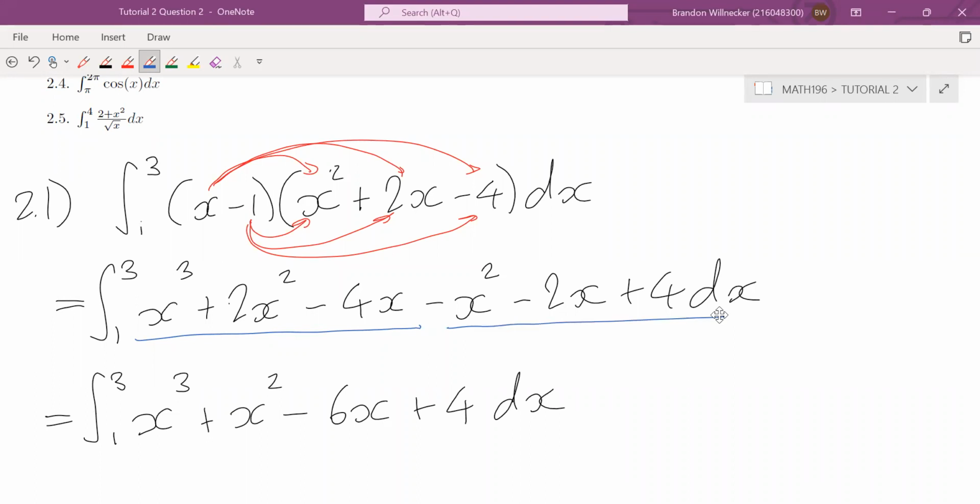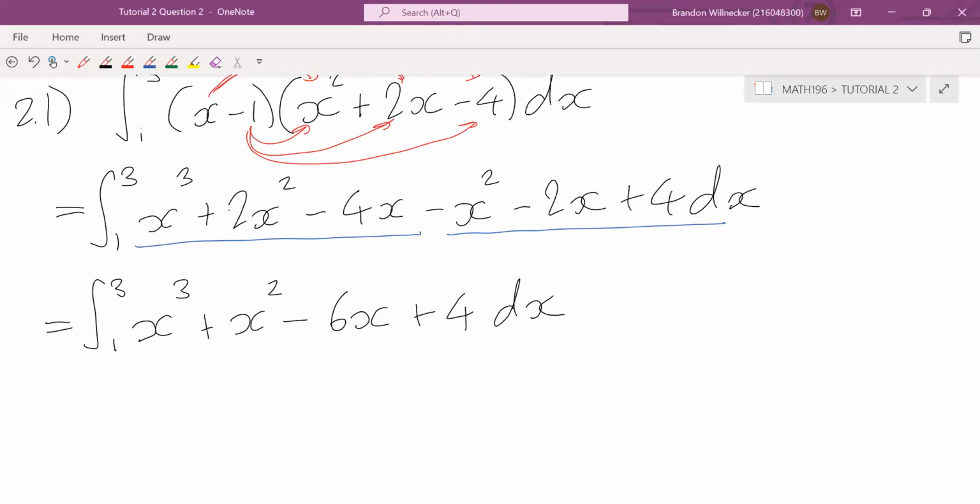So we've got the x cubed, 2x squared minus x squared, that's going to give us x squared, minus 4x minus 2x, that's going to be minus 6x, and then we've got the +4 left over. Now this is a simple polynomial. We can use the antiderivative power rule to simplify things.